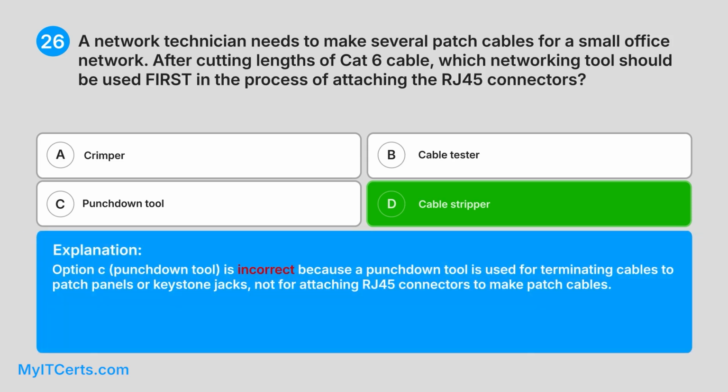Option C, punch-down tool, is incorrect because a punch-down tool is used for terminating cables to patch panels or keystone jacks, not for attaching RJ45 connectors to make patch cables.